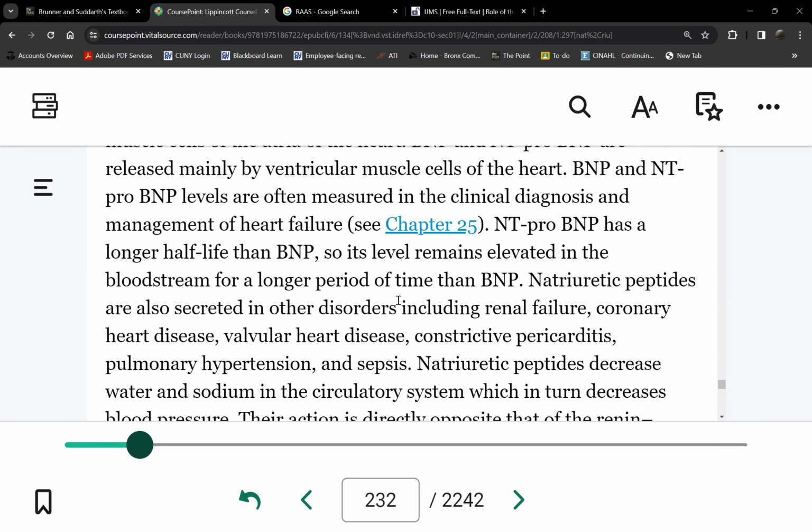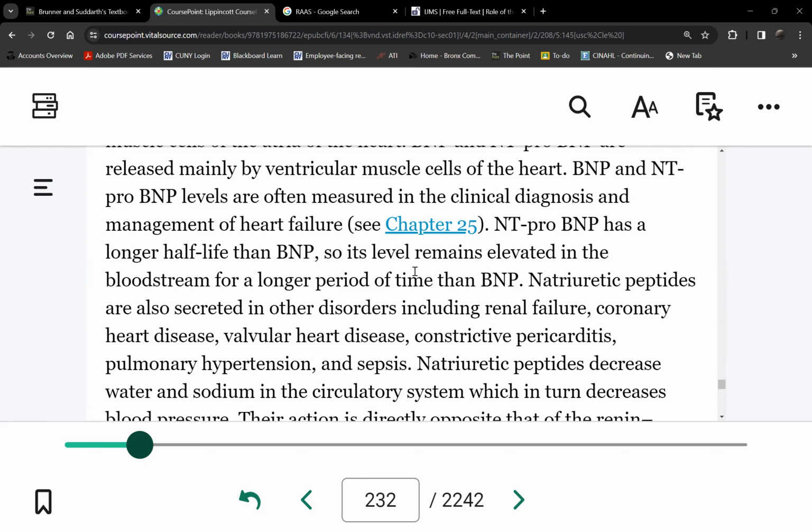BNP is released by the ventricles of the heart in response to stretching of the muscles of the ventricles. Now, what could you imagine will cause stretching of the walls of the ventricles? Increased or decreased blood volume? Increased blood volume. So therefore, what condition could it be that will increase blood volume in the ventricles? Any fluid overload, right? Including heart failure. So in response, the ventricles will release natriuretic peptides because this thing has two effects.